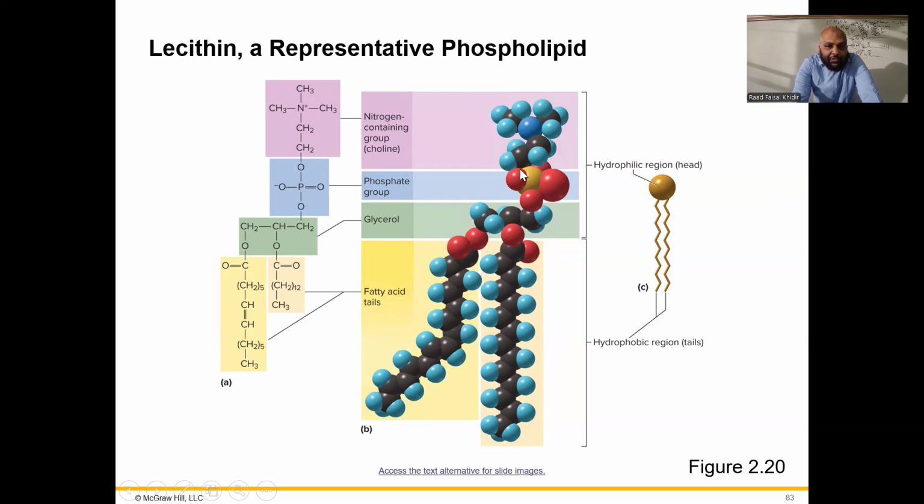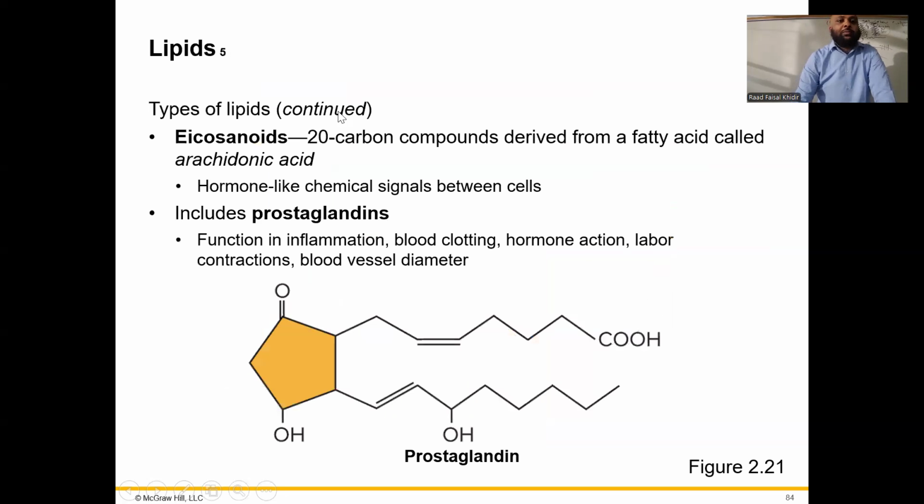So it's not just phosphate and glycerol. There is a nitrogen-containing group known as choline. There's a choline at the top, phosphate group in the middle, glycerol, and then the fatty acid. That part is normal. We know that. Glycerol with fatty acids, that's the lipid. We know phosphate, this one. The only thing special that we now discovered is the choline, that is at the topmost.